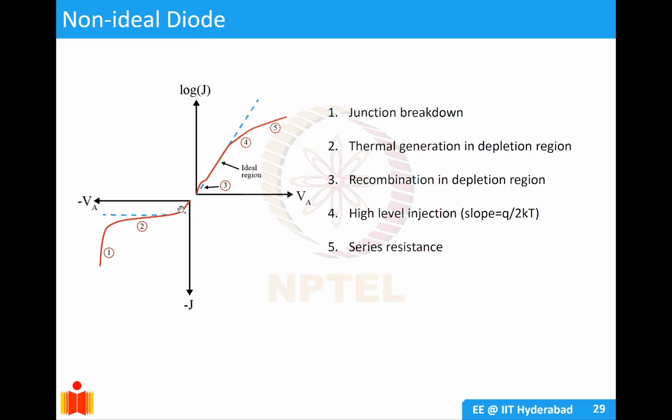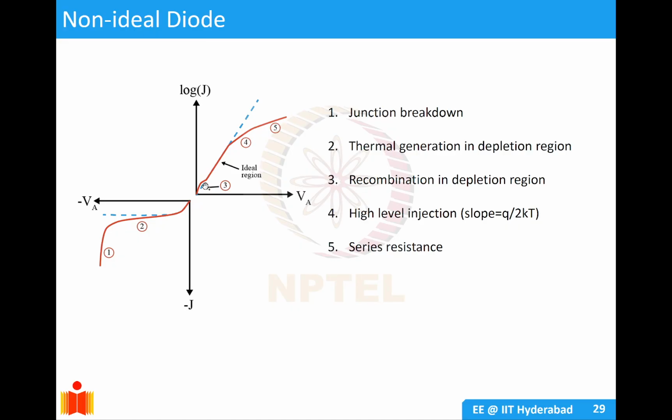So for the non-ideal case, you have five regimes. The first regime is your junction breakdown regime. Second is your thermal generation in the depletion region. As the depletion region is increasing, the number of electron hole pairs generated across the depletion region is also increasing, and that is giving a rise in the current.